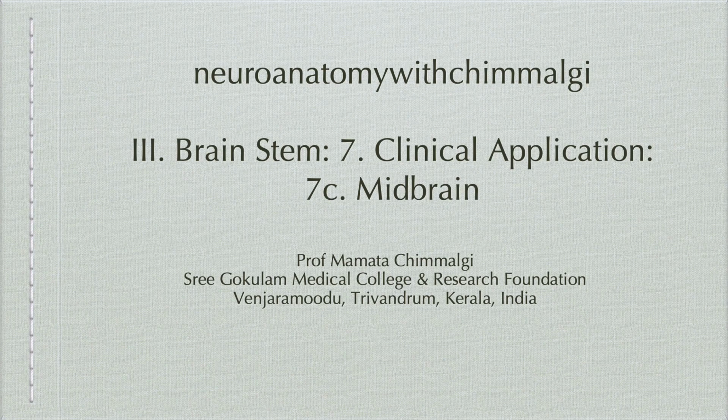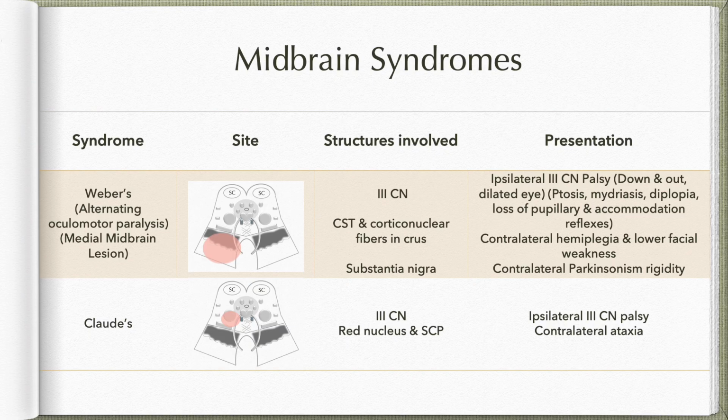In this video, let us now move on with learning about some of the clinical syndromes associated with the midbrain. Let us begin with the Weber syndrome. It's also known as alternating oculomotor palsy or medial midbrain lesion. So this is one more cross paralysis at the level of midbrain where third cranial nerve and the corticospinal tract fibers will be involved. So patient presents with ipsilateral third cranial nerve palsy and contralateral hemiparesis.